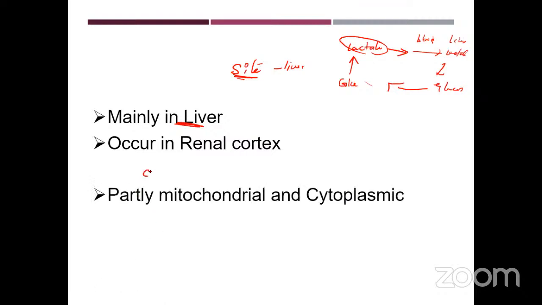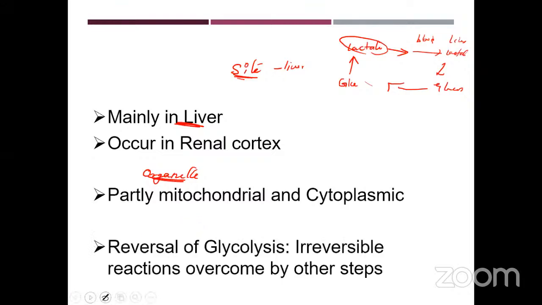And the organelle concerned is partly mitochondria and partly cytoplasm. One enzyme occurs in mitochondria, the rest of the enzymes occur in the cytoplasm. And we can call it a reversal, though not a complete reversal, of glycolysis. There are some irreversible steps in glycolysis. Those steps are overcome by some other steps with some other enzymes.